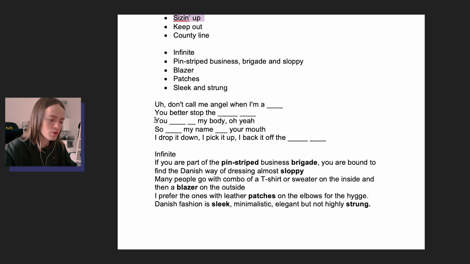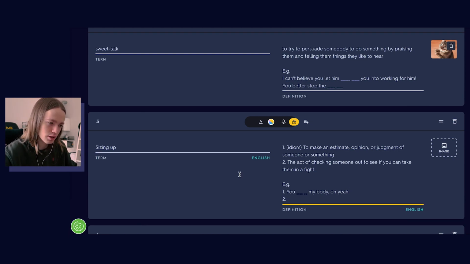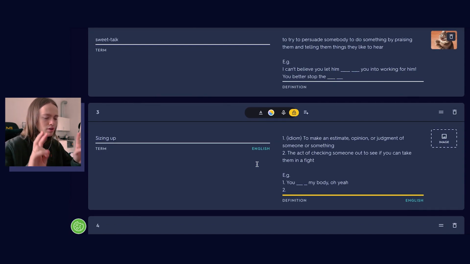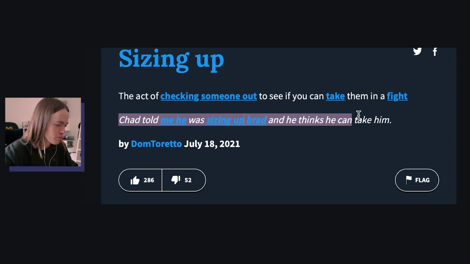So you sizing up my body. Oh yeah. Can you write me in a comment? Does it make sense? Or is it closer to the second definition? Not sure about it. Sizing up. But I guess it's like to take them in a fight. It means, in this context, fight, you know, like for passionate love and stuff. Anyway, Chad told me he was sizing up Brett, and he thinks he can take him.